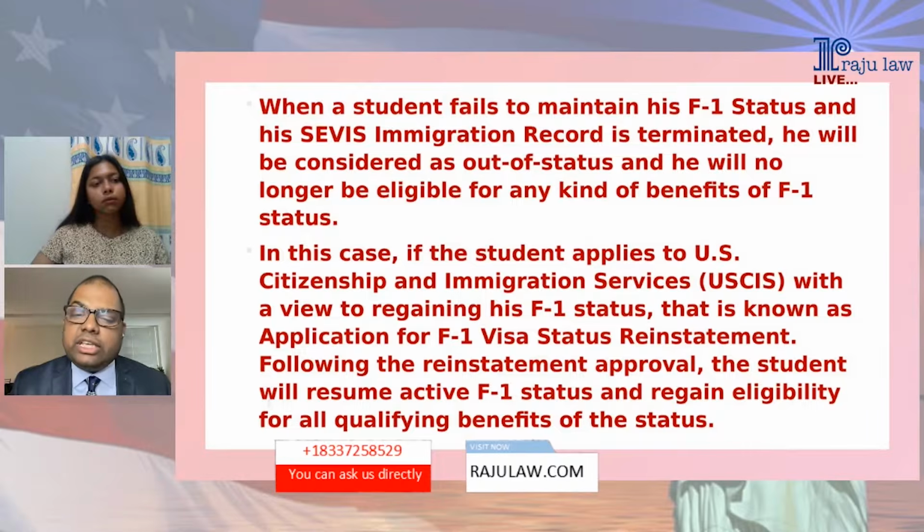So in this case, if the student applies to U.S. Citizenship and Immigration Service, USCIS, with a view of retaining his F1 status, that is known as application for F1 visa status reinstatement. Following the reinstatement approval, the student will resume active F1 status and regain eligibility for all qualifying benefits of status. That meaning, if your reinstatement application is approved, you'll get back your status. So that's like the very short way to say that.